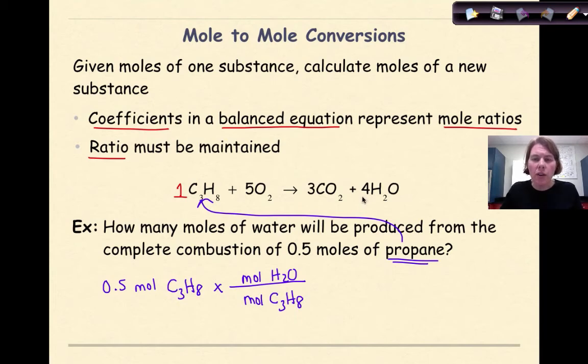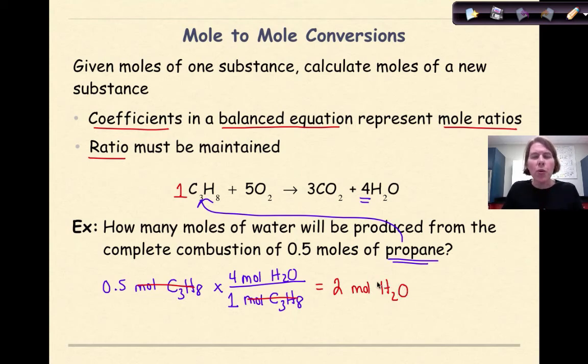Now I go to my balanced chemical equation and I look at the coefficient. The coefficient in front of water is 4, so we're going to have a 4 on top. The coefficient in front of C3H8 is 1, so we're going to have a 1 on the bottom. I know I have set this up correctly. If moles of propane cancel moles of propane, which they do, 0.5 times 4 divided by 1 will give me 2 moles of water.